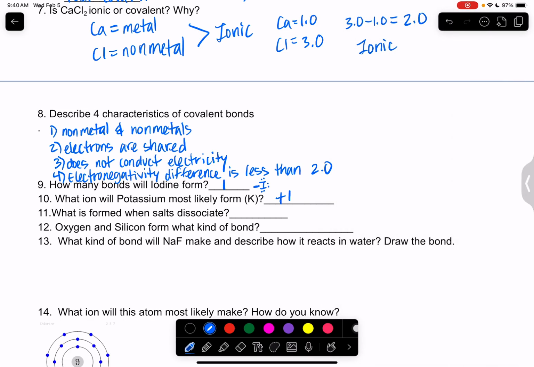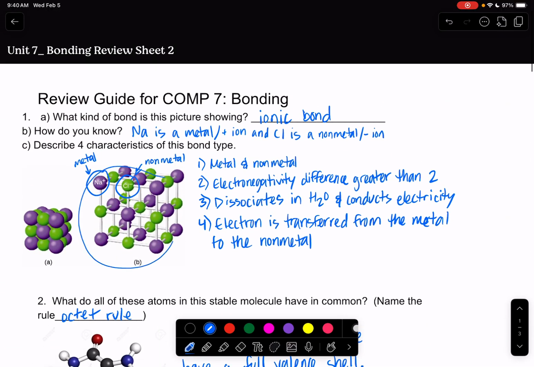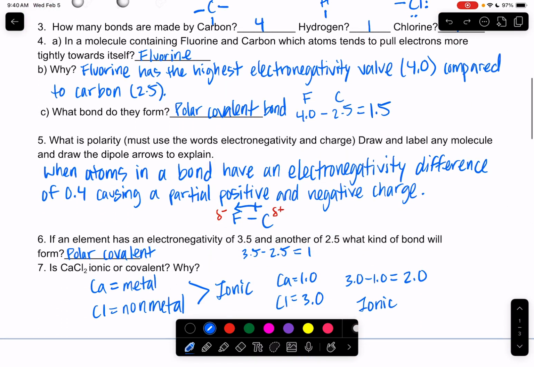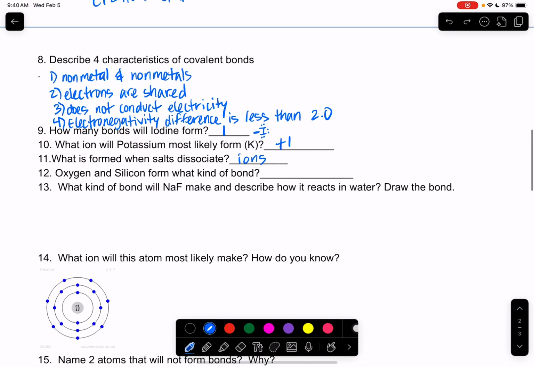Alright, what is formed when salts dissociate? When salts dissociate, they just form ions. So going back to this model, if this dissociates, it's just going to be a bunch of positive and negative ions. Positive sodium ions, negative chlorine ions.